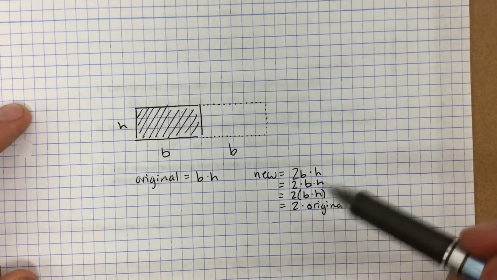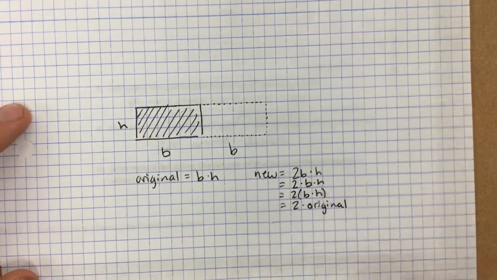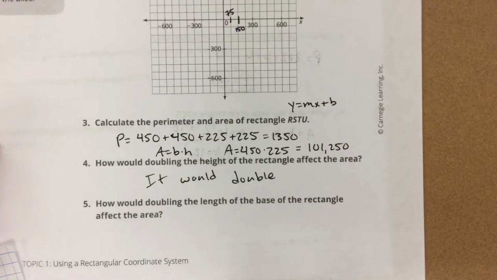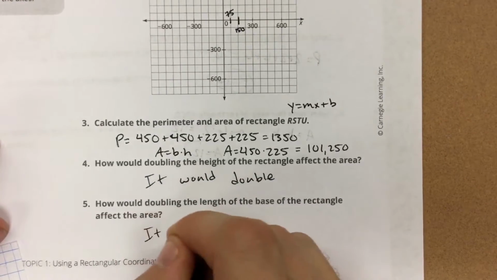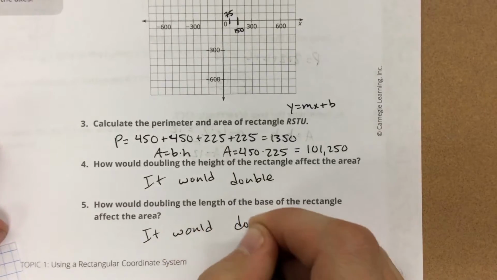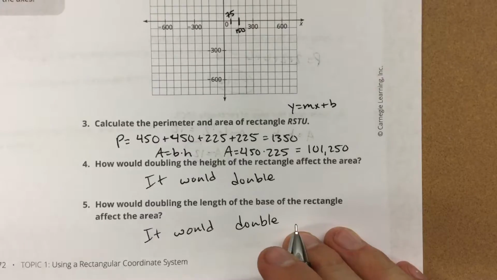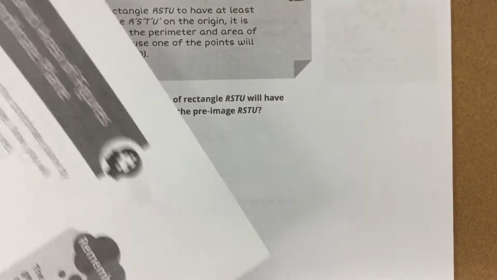Okay, so doubling the height doubled our area, doubling the length also doubled our area. So then we can go ahead and write that down here. How would doubling the length of the base of the rectangle affect your area? It would double. Boom. Okay, so that was number 5. Now, on to the next part.